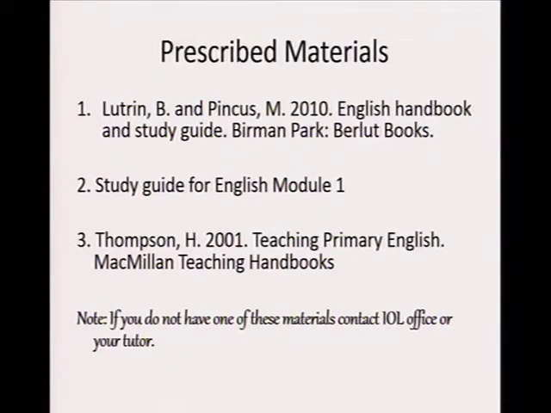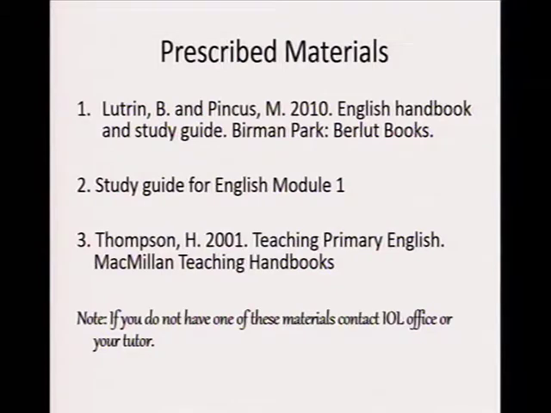Okay, there are very crucial books in our module that we cannot do without. We need Latrin and Pincus, written in 2010. It's an English handbook. Make sure that you have one for yourself when you are preparing for the examination or completing your assignments. You can get it from the IOL office, or you can buy it from bookshops.